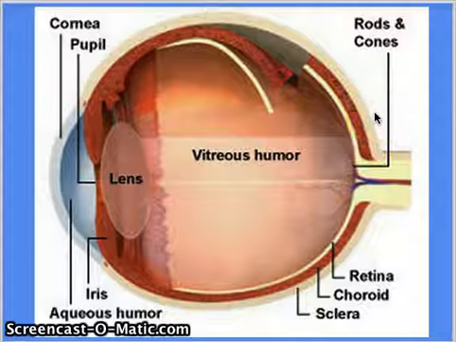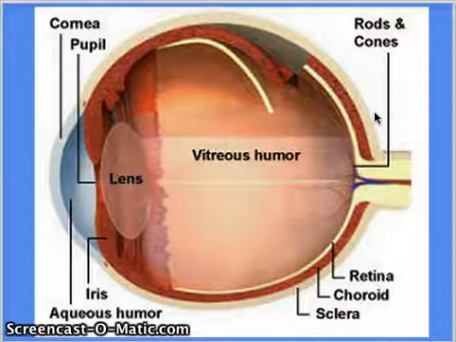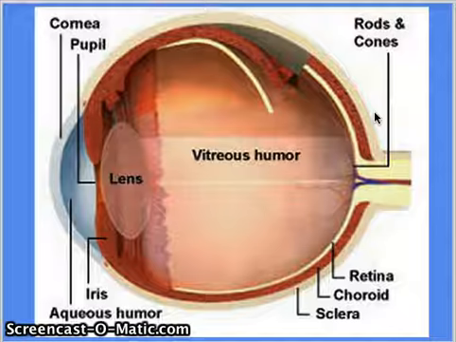Cones, like their name, are cone-shaped cells in the retina, and they are for seeing color. Rods, on the other hand, are rod-shaped, and they're responsible for night vision or vision in the dark. They are not color sensitive.